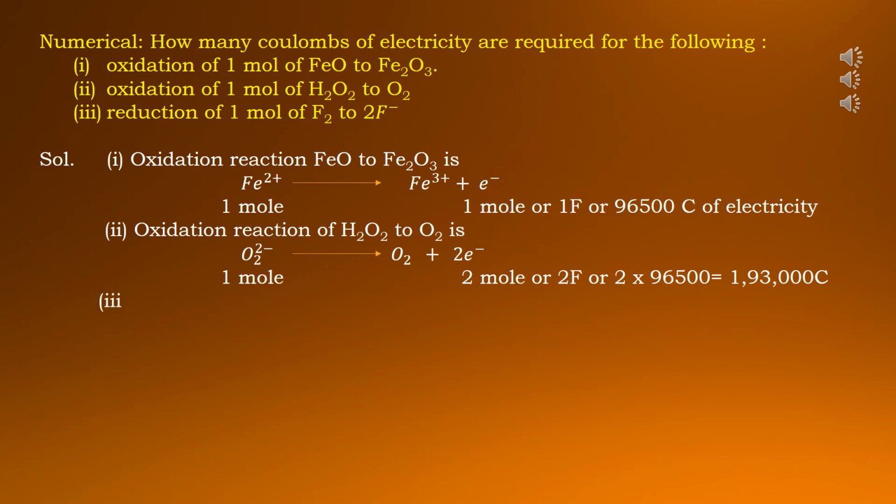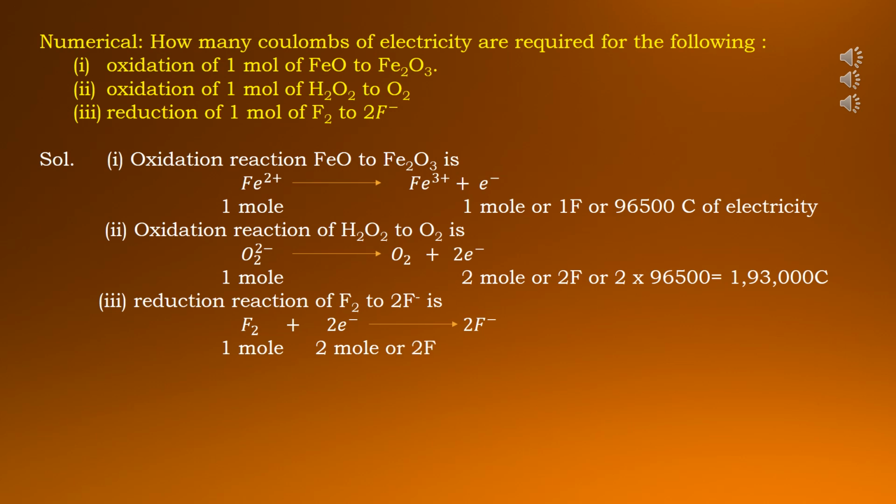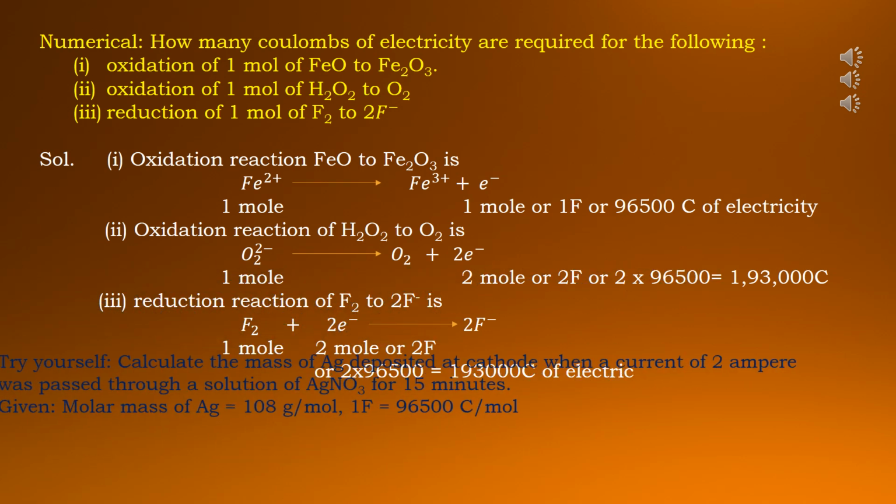In the third case, in the reduction reaction of fluorine to fluoride ion, the reaction is fluorine F2 by gaining 2 electrons changes to 2 fluoride ions. So from the reaction, it is clear that 1 mole of fluorine is reduced by 2 mole of electrons, or in terms of charge it is 2 Faraday or 2 into 96,500, that means 1,93,000 coulomb of electricity.